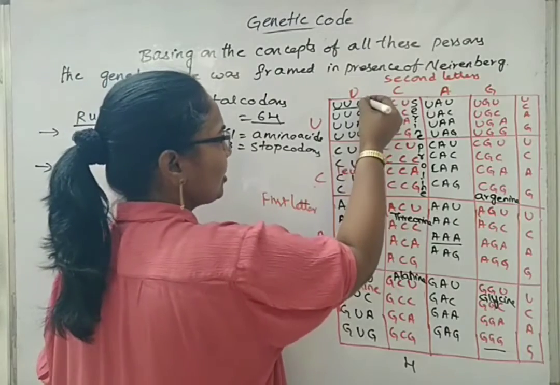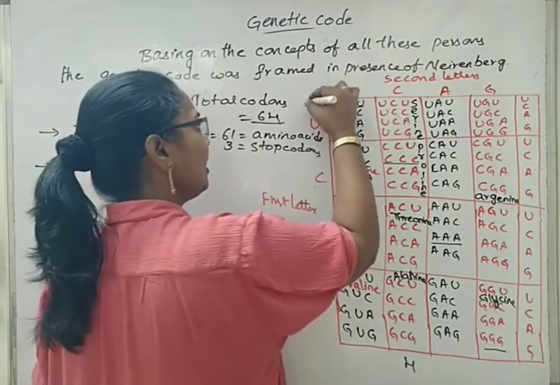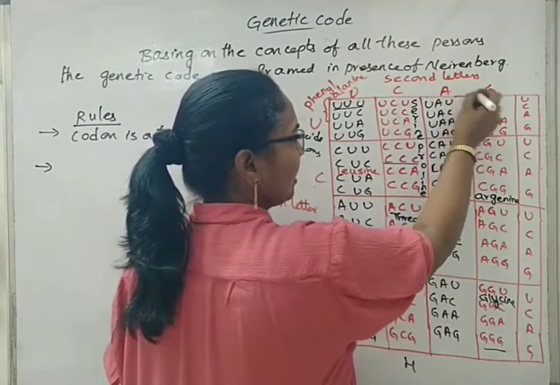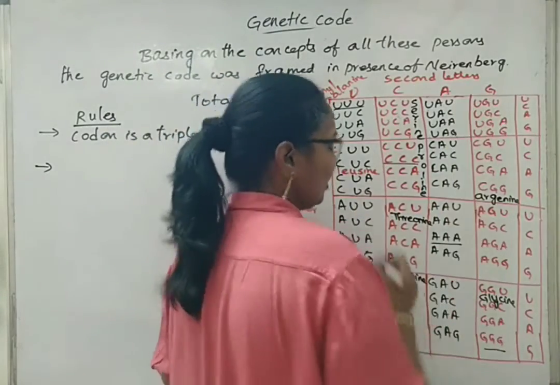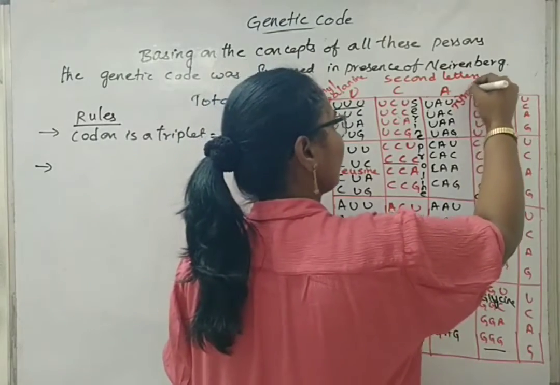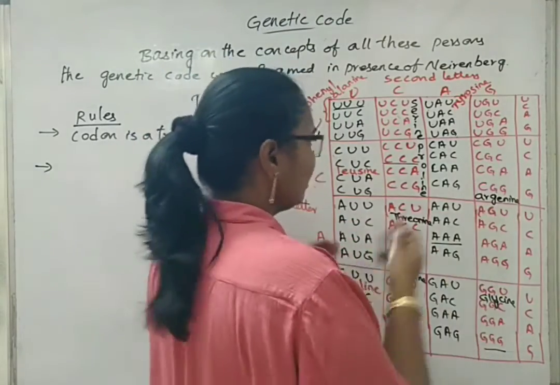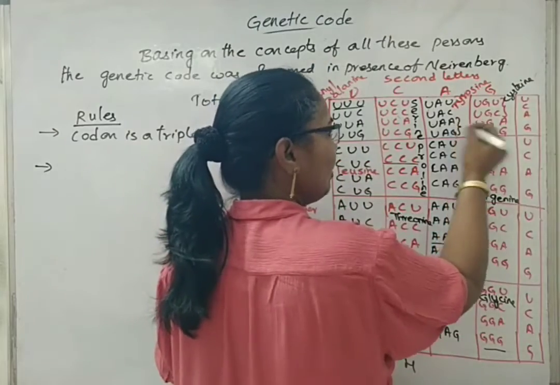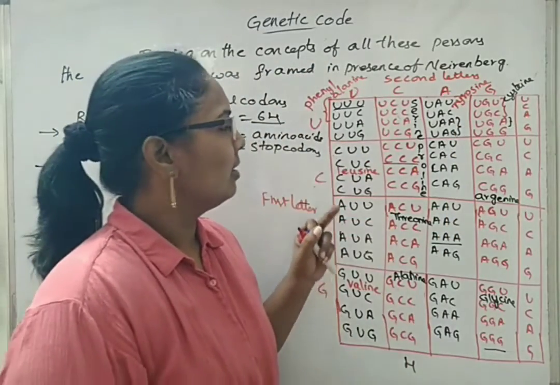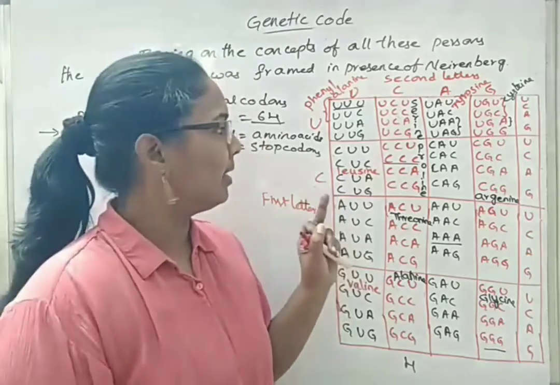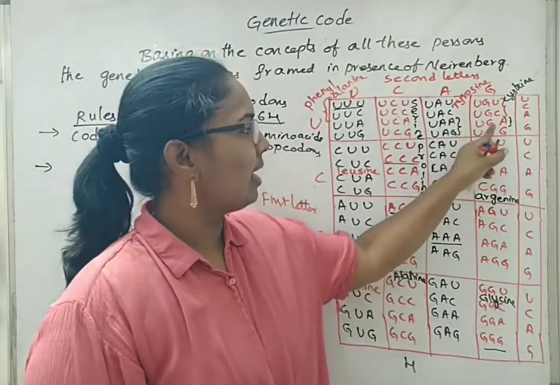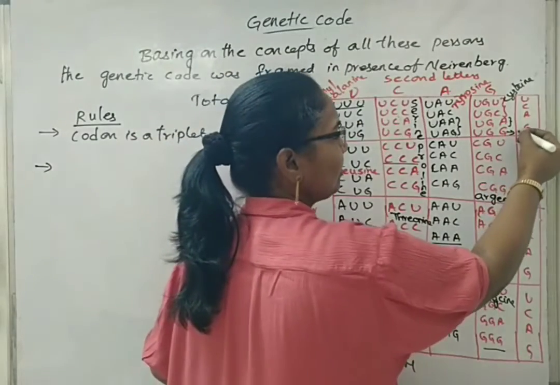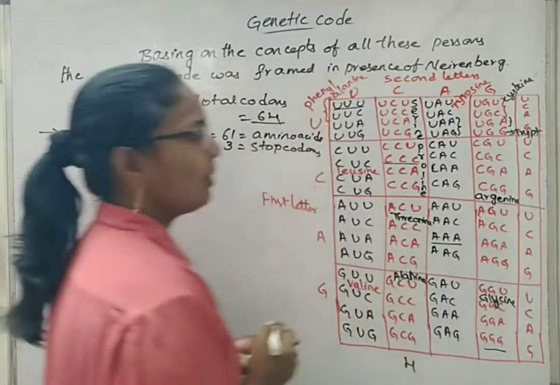Okay. If you see this first one, here it is coded for phenylalanine. Next, if you see in the third row, it codes for tyrosine. Next, here the first three are coding for cysteine. But if you see this combination, UAA, that is ochre, UAG, amber, and UGA, opal. These are nothing but stop codons. And this one is specially UGG. It is coding for tryptophan.